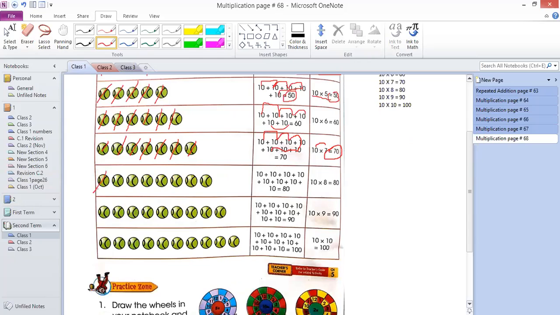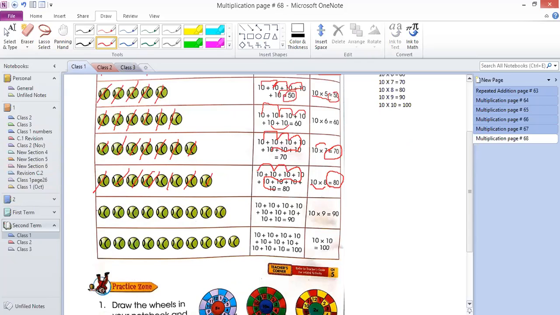Here, how many tens? 1, 2, 3, 4, 5, 6, 7, and 8. There are 8 tens. So add 10 8 times, or multiply 10 by 8. In both ways, you will find the answer 80.